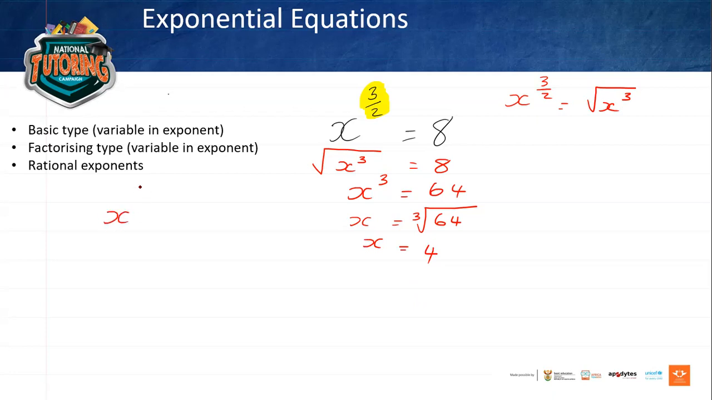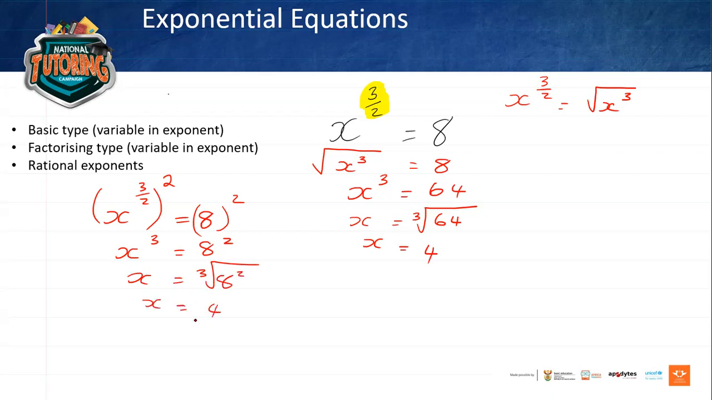Another way of solving it is a little bit easier, actually. We can get rid of the denominator of 2 by raising the left-hand side to the power of 2, in which case I get x cubed is equal to 8 squared. And then I can cube root from here, the cube root of 8 squared, and we get the same answer, x is equal to 4. It doesn't really matter. This way just avoids using the surd definition, which is up to you.